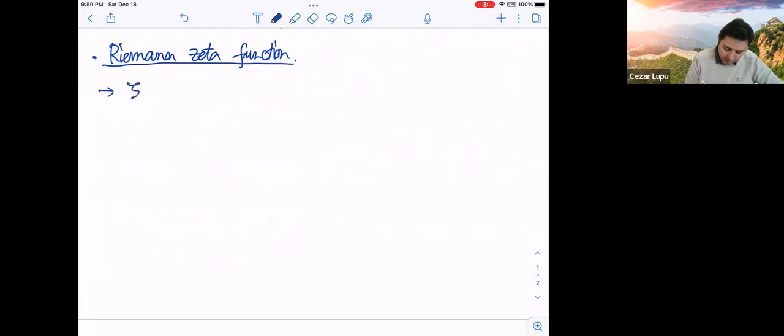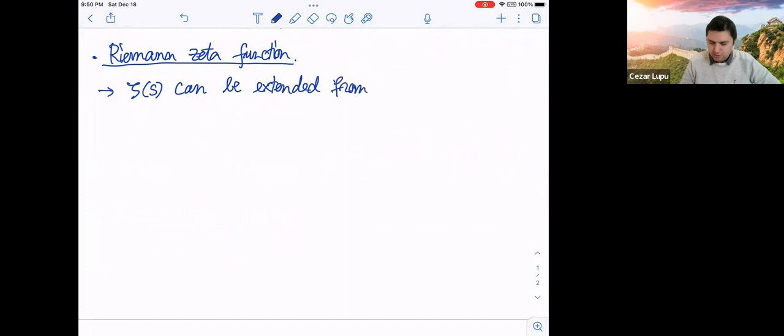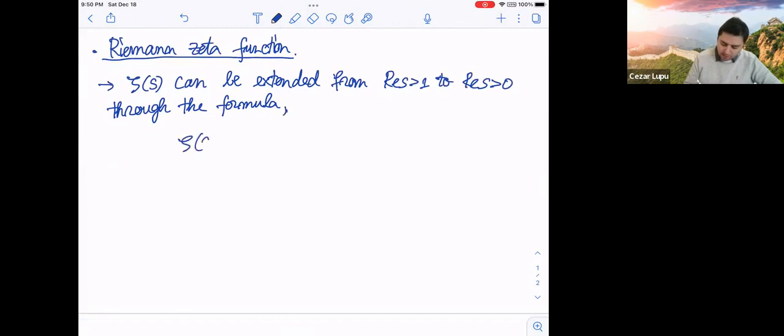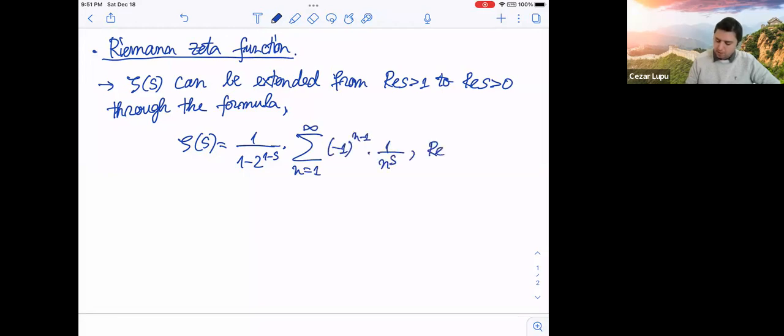Well, the first one is that zeta of s can be extended from the region where the real part of s is greater than one to the real part of s greater than zero. It can be extended through the following formula, which is given in terms of the alternating zeta function, or you can call it Dirichlet eta. So again, this is just a basic computation. Zeta of s will be one over one minus two to the power one minus s times this alternating zeta. And this holds for all complex numbers whose real part of s is greater than zero, and of course, s is not one.